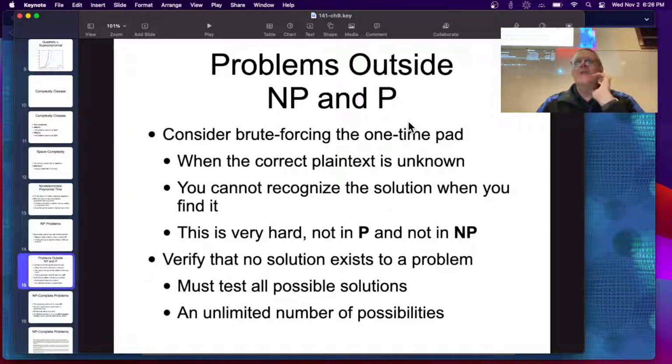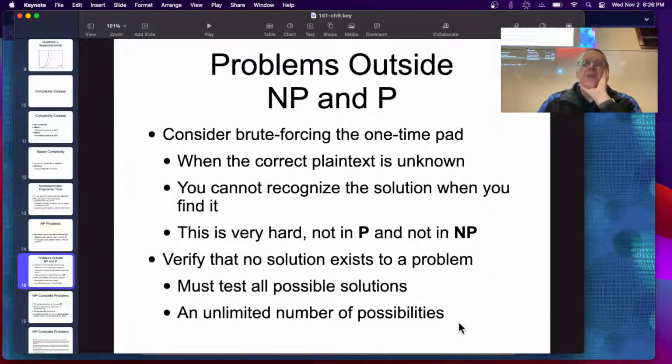So there are problems outside NP and P. And we talked about this before. If you consider the perfect cryptographic system, the one-time pad, if you have some ciphertext and you do not know the one-time pad, if you try every possible one-time pad, you will create every possible plain text message, and you have no way to tell which one is right. So this is not even a mathematical problem. It's sort of a logic problem. There is no possible way to do it given any amount of time without more knowledge. You simply have no way to reverse it. So this is very hard. It's harder than P or NP.